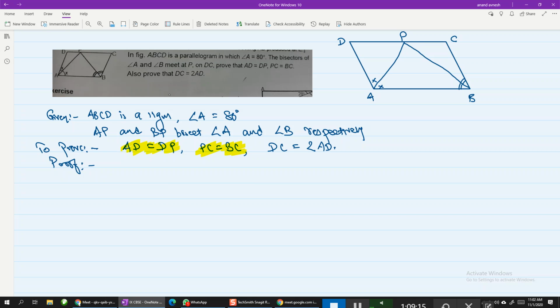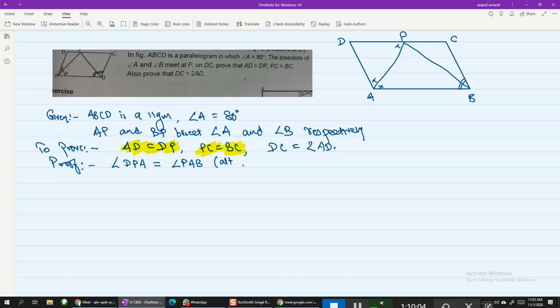Yes, sir. How do we prove AD is equal to DP? Okay, let me help you. Angle DPA is equal to angle PAB. Can you tell me the reason? Sir, can you please repeat both the angles you said just now? Angle DPA is equal to angle PAB. Sir, alternate interior angles.